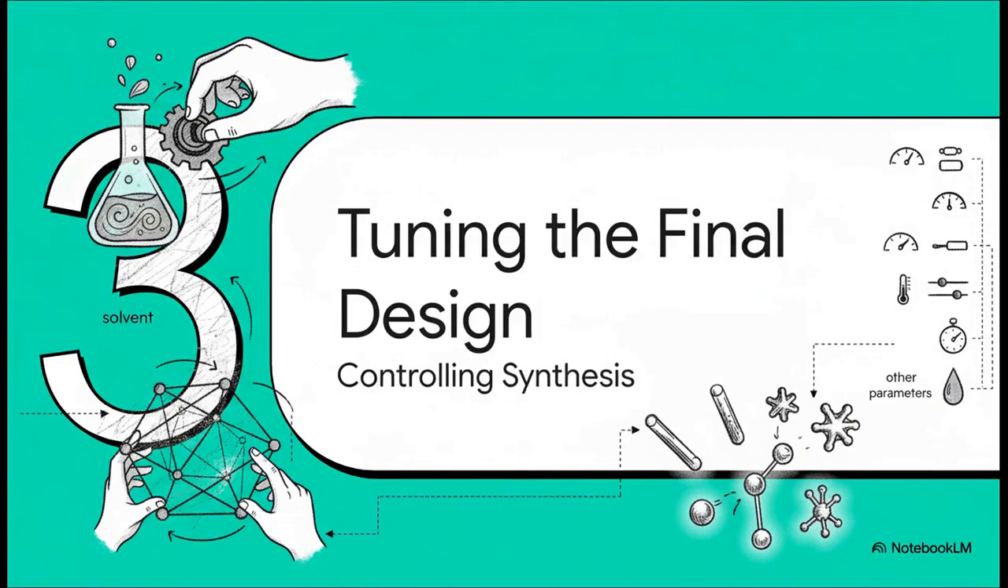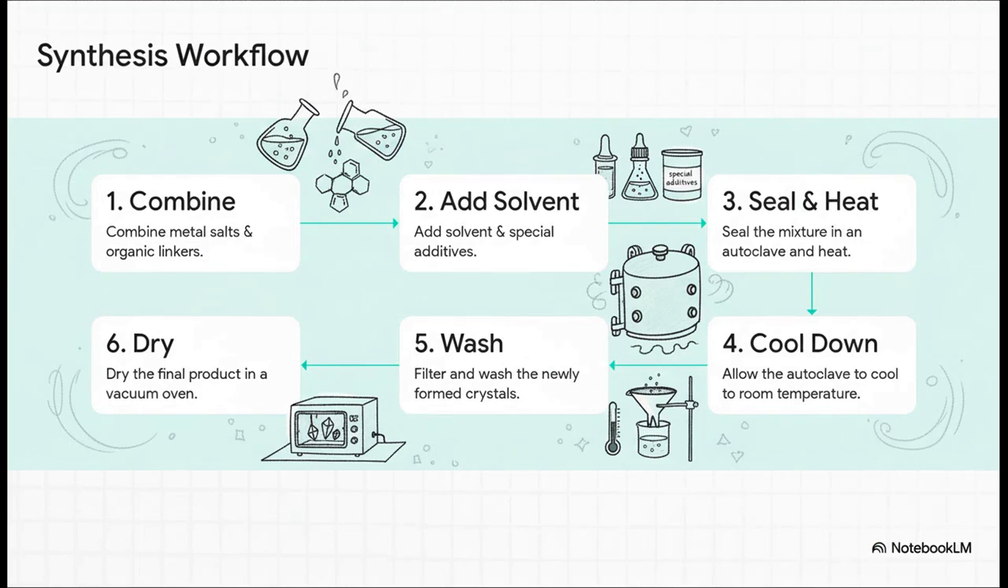But wait, there's more. The solvent isn't the only knob they can turn. Beyond that first big choice, chemists can act like real nanoscale architects, tuning a whole bunch of other parameters to get exactly what they want. The general workflow is pretty much what you'd expect. You combine your precursors, add the solvent, and maybe some special additives. Seal it, heat it, let it cool down, and then you filter and dry your shiny new crystals.